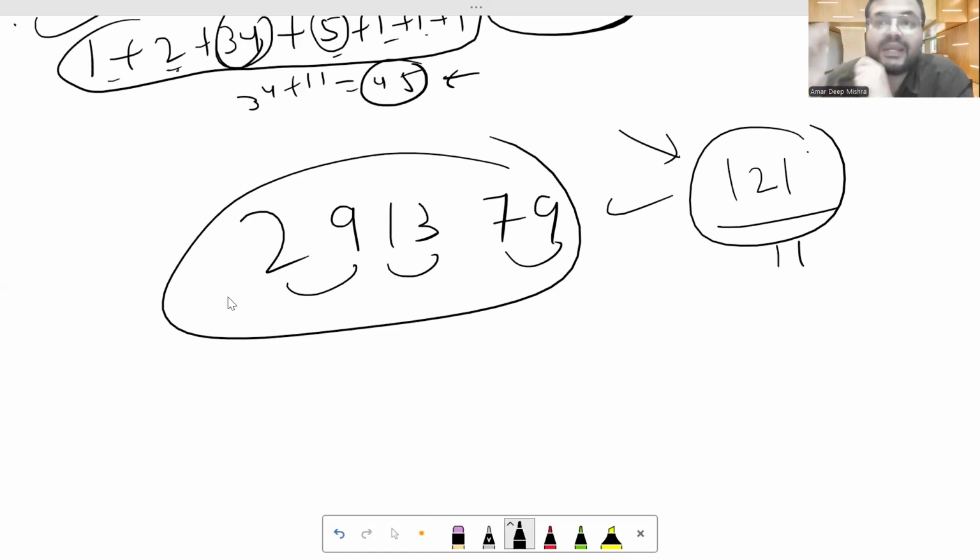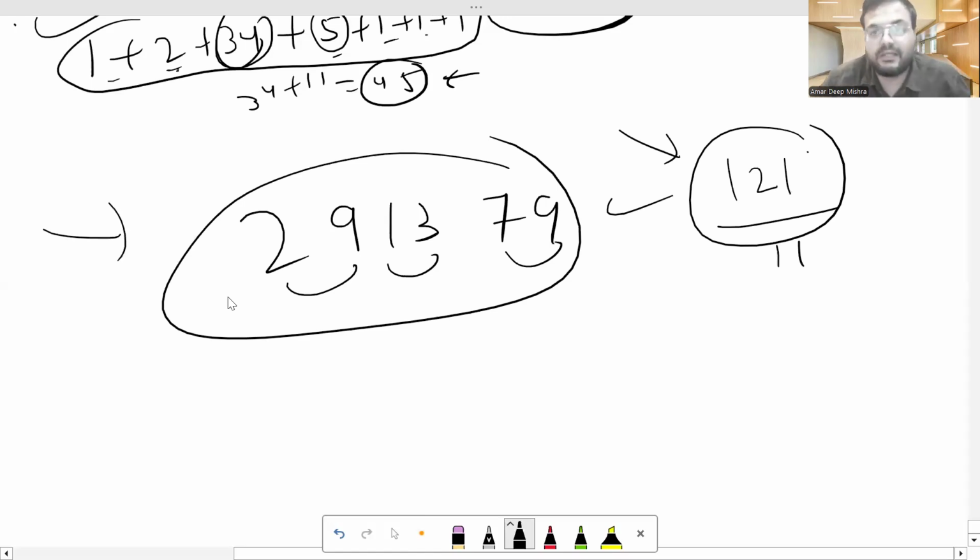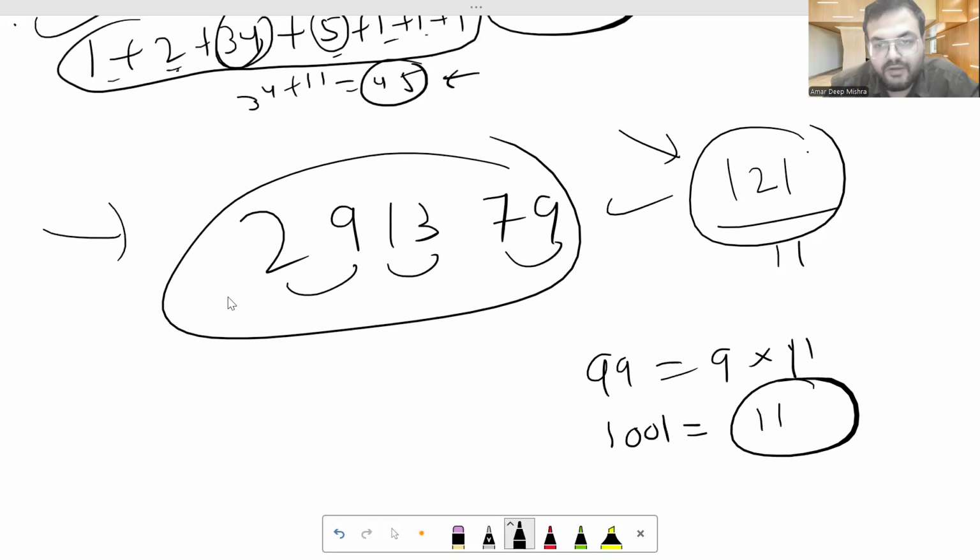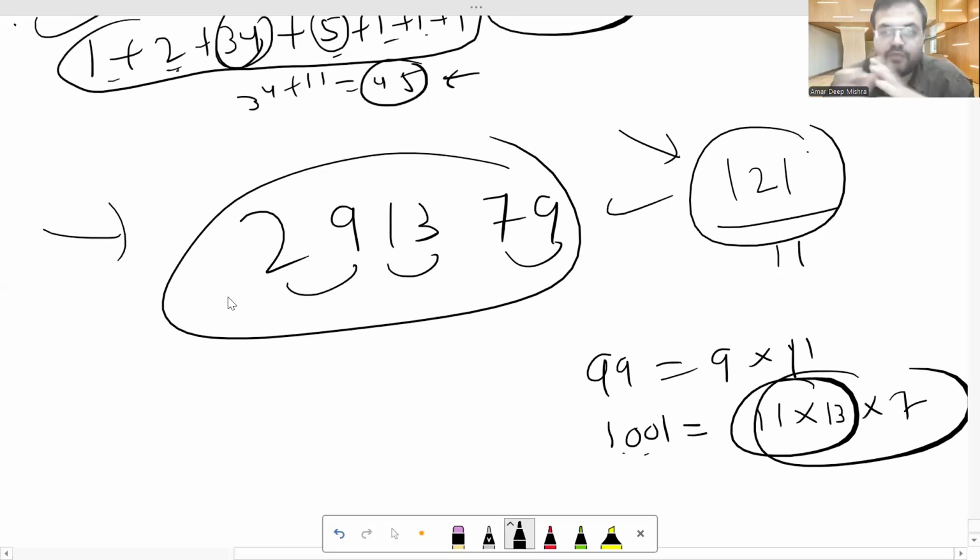So please do not get tied to only one single rule that I have to move from the rightmost direction and alternate plus minus plus minus. This is how also we can find out the divisibility by 11. Okay, so 11 is very interesting. 11 is present in 99 also. 11 is present in 1001 also. 1001 equals what? 11 into 13 into 7. This is how we can break down 1001. And 11 is present in 11 itself. So this was about the divisibility by 11.